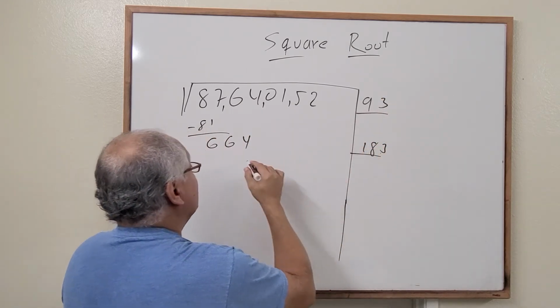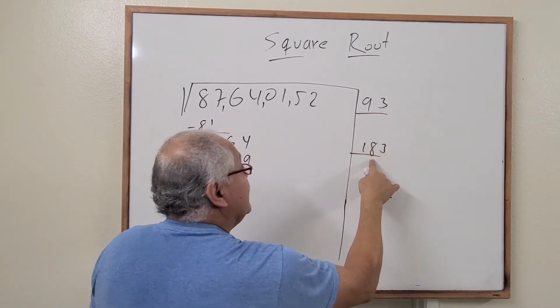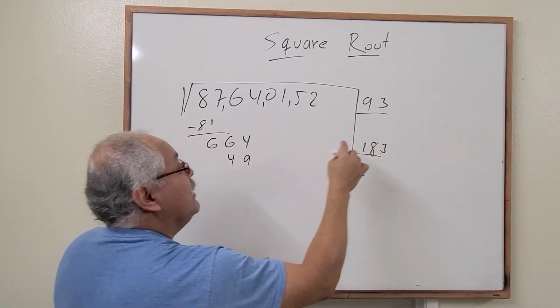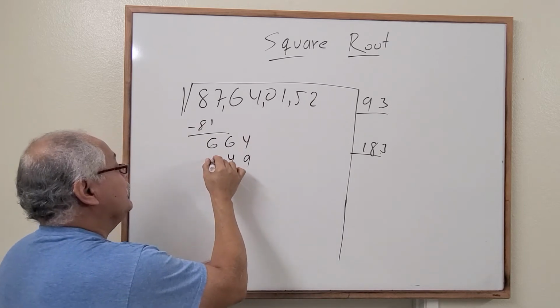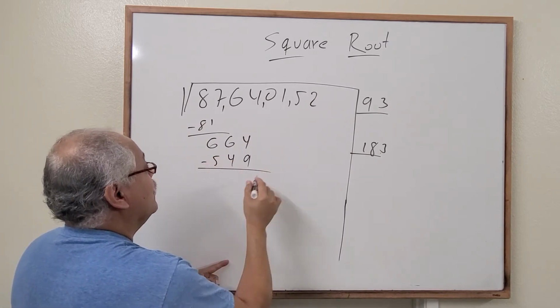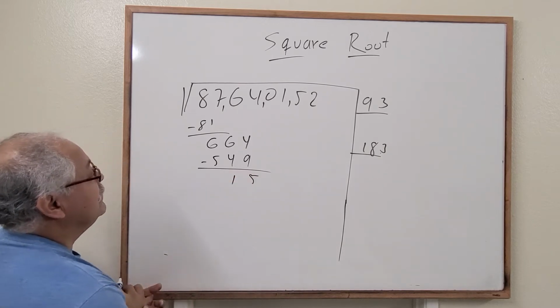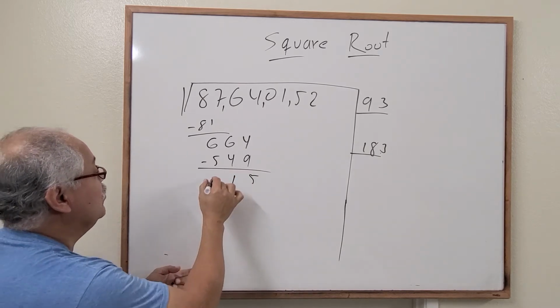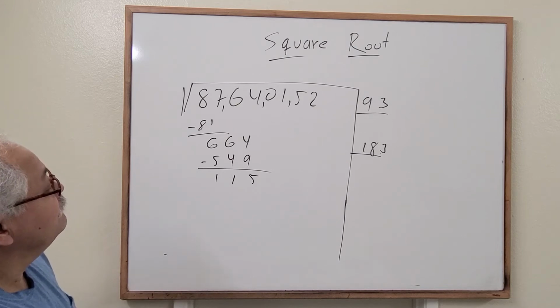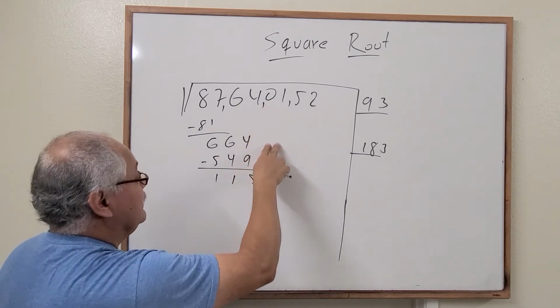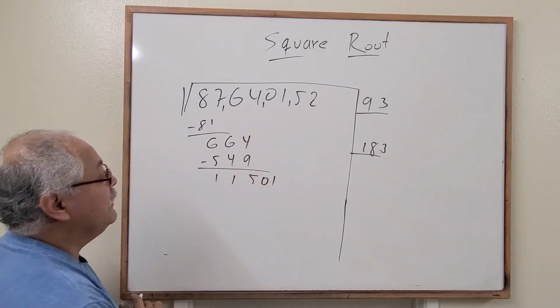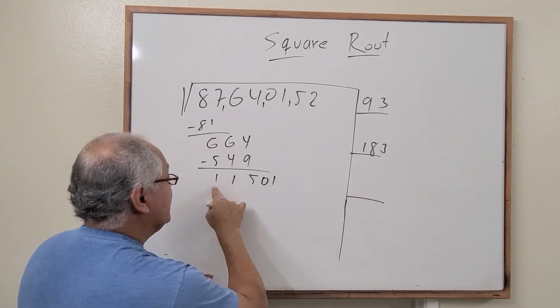3 times 3 is 9. 3 times 8 is 24. 3 times 1 is 3, and 2 is 5. Correct? And this is 5, this is 1, okay, and this is 1 right here. Perfect. Now let's take the other set down, correct, and now this is the line for this number.